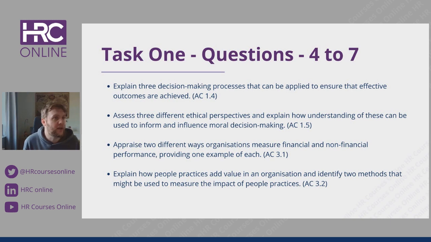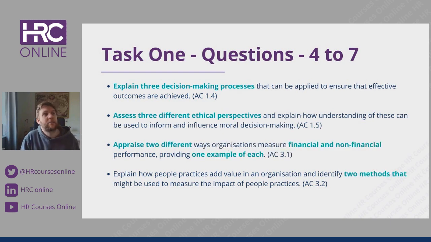Appraise 2 different ways organizations measure financial and non-financial performance, providing 1 example for each. Explain how people practices add value to an organization and identify 2 methods that might be used to measure the impact of people professionals. This should be relatively simple, because when we look at what's highlighted, explain 3 decision-making processes. So there will be references, citations, and academic theory out there for decision-making processes. You need to pick 3 of them.